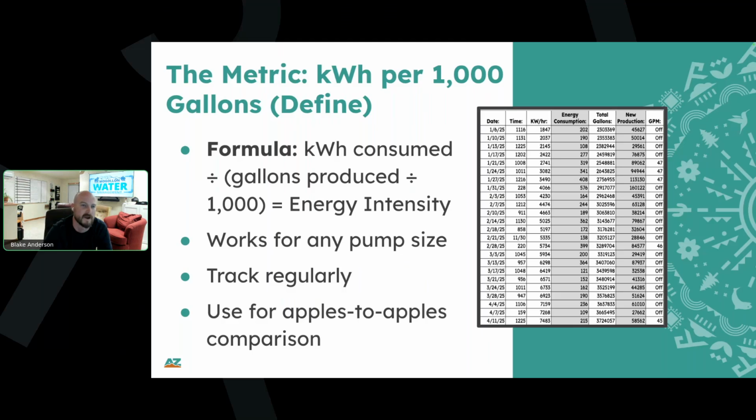And then we're going to divide it by 1,000. That gives us what's called K gallons, just like kilowatts is K watts. You can now have an apples to apples comparison: 1,000 watts, 1,000 gallons. Then you divide your electrical consumption by your net production in K gallons. You have to divide your gallons by 1,000. And then what you're left with is your kilowatts per 1,000 gallons, or your energy intensity.